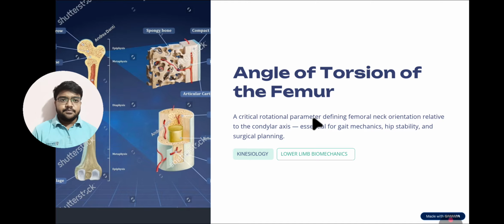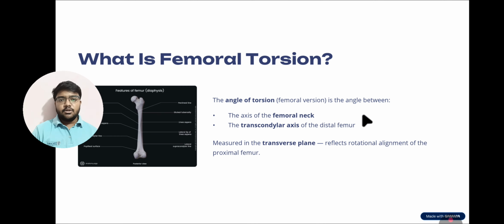Next, what is femoral torsion? First of all, we will learn about what femoral torsion is. The angle of torsion, or femoral version, is the angle between the axis of the femoral neck and the transcondylar axis of the distal femur. It is measured in the transverse plane and reflects the rotational alignment of the proximal femur.